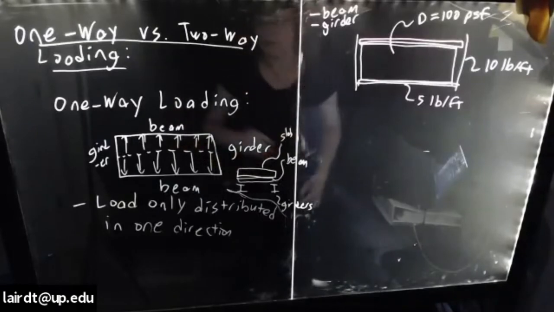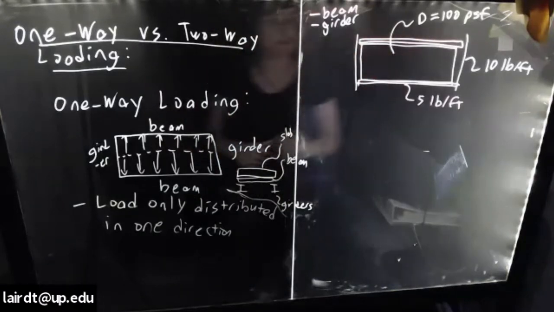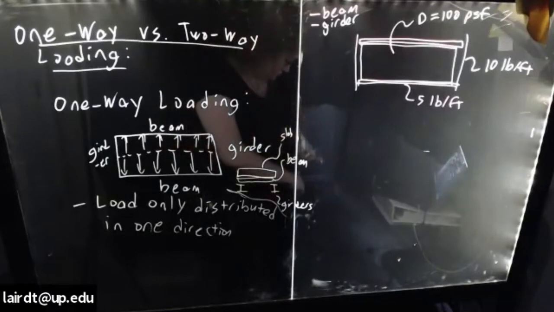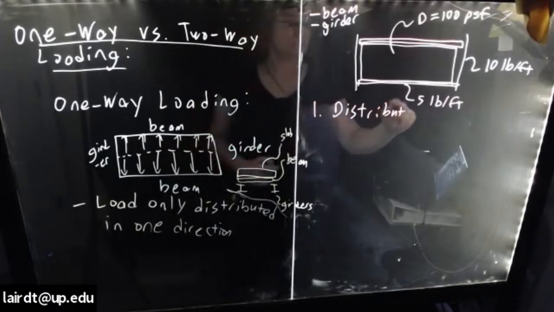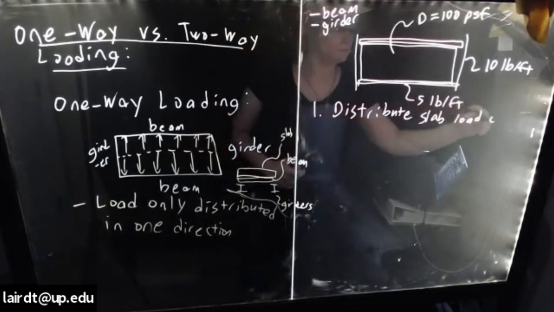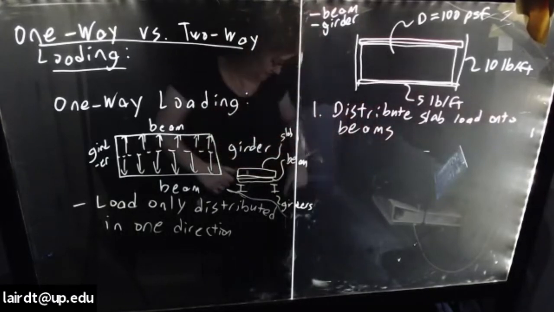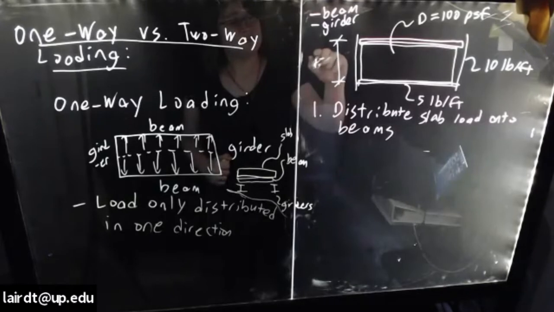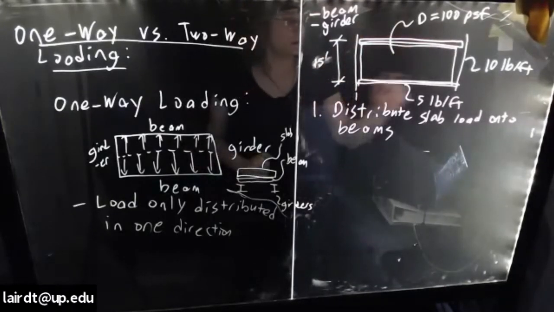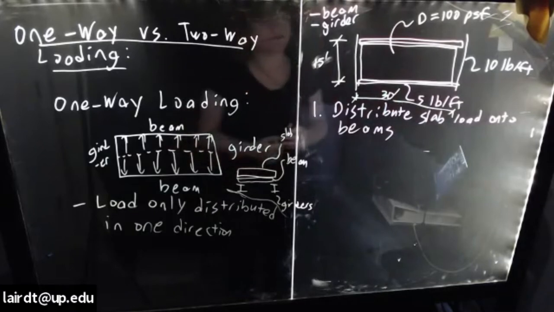So again, we're still in the one-way loading regime. So let's first distribute the slab load onto the beams. Step one, distribute slab load onto beams. And we do need some dimensions on here. Let's say 15 feet by 30 feet. Wow, there was not enough room for dim lines in here. So it is 30 feet long and 15 feet wide.